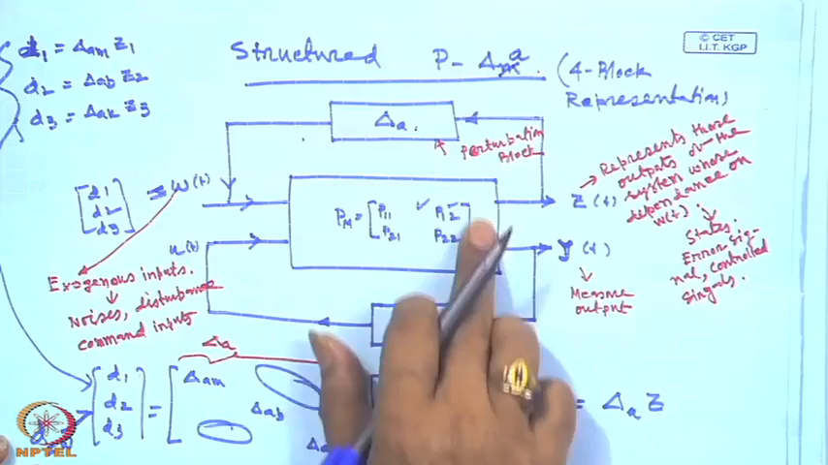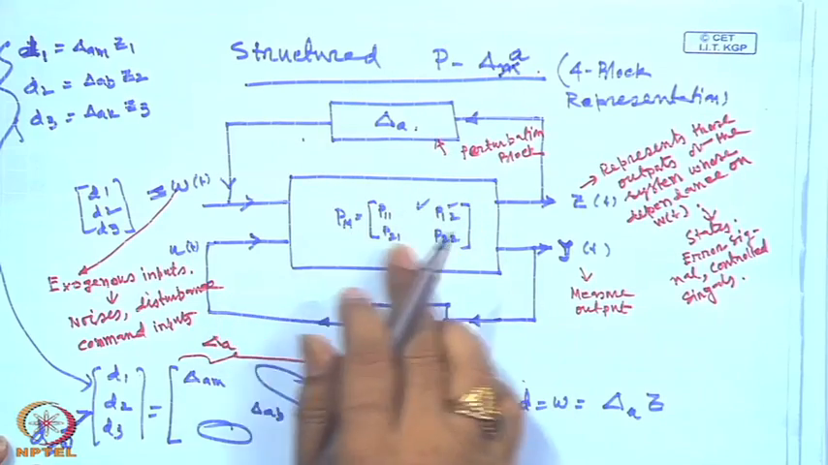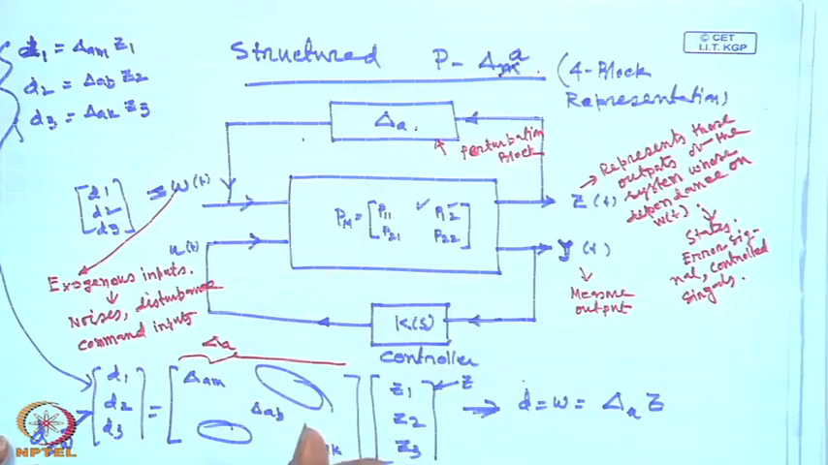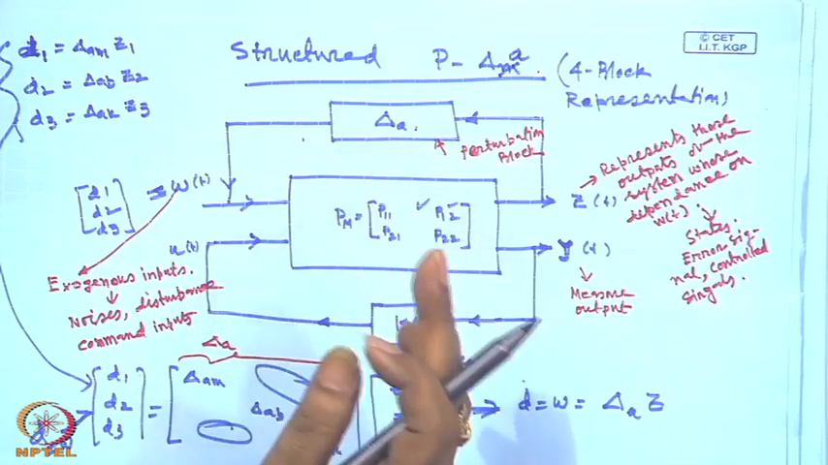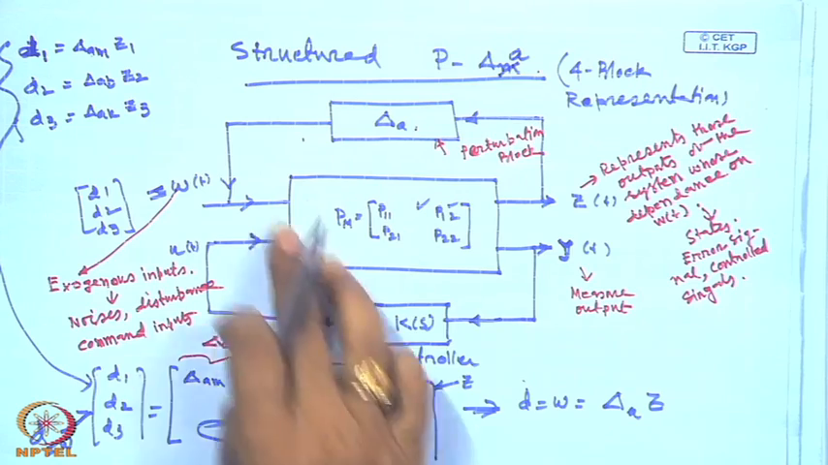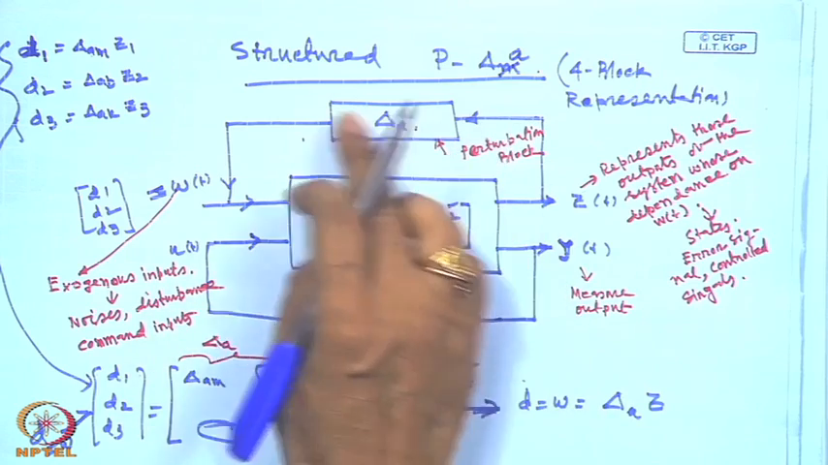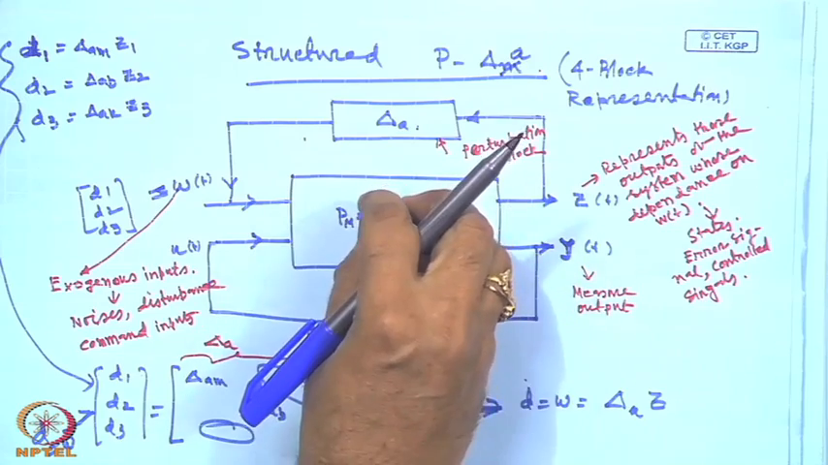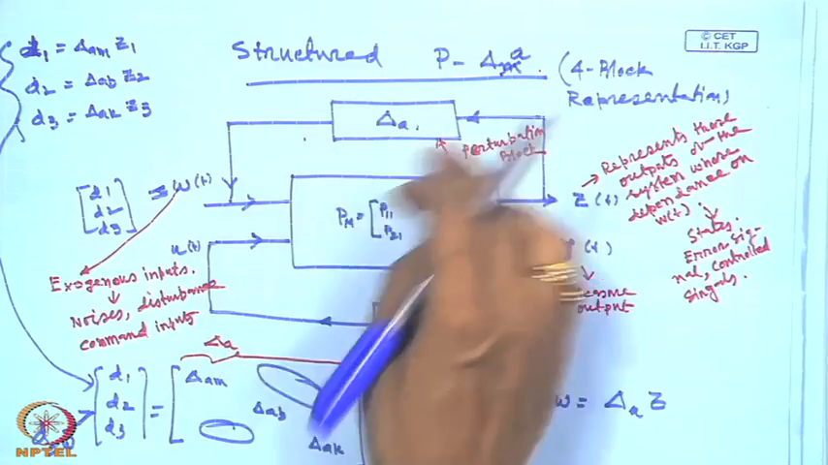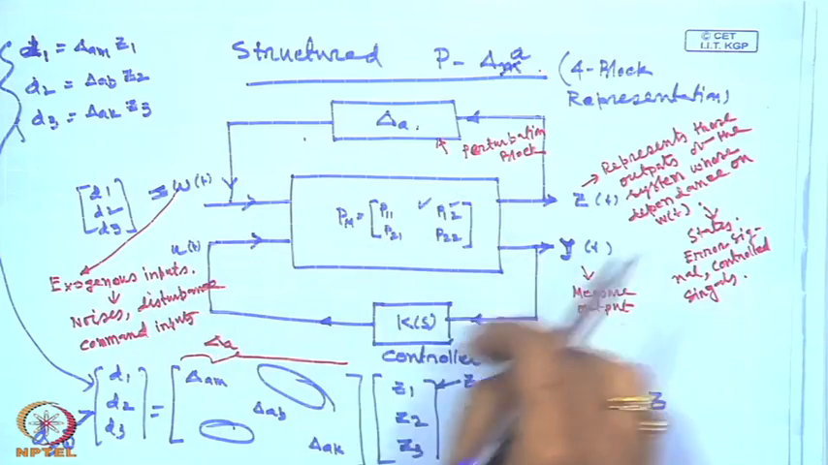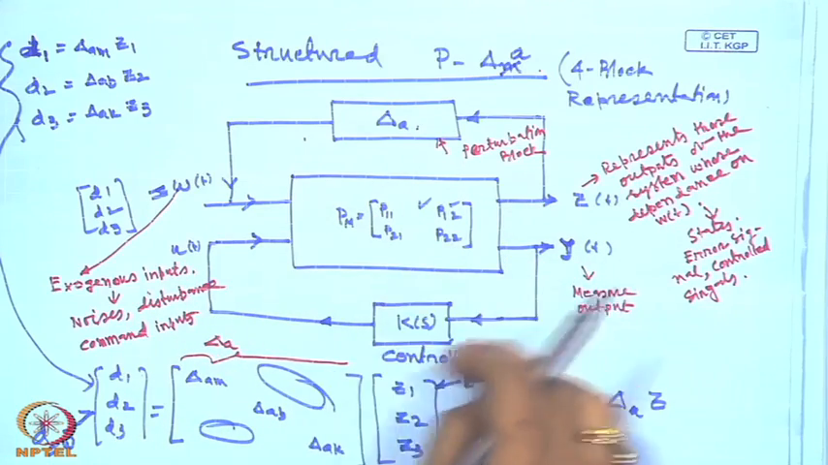PM is the 4 by 4 block. So, it is also called 4 block representation of a dynamic system, where the perturbation is taken out from the system in the outer loop. So, if you see the basic structure, there are two outer loops, one is the upper outer loop and another is the lower loop.